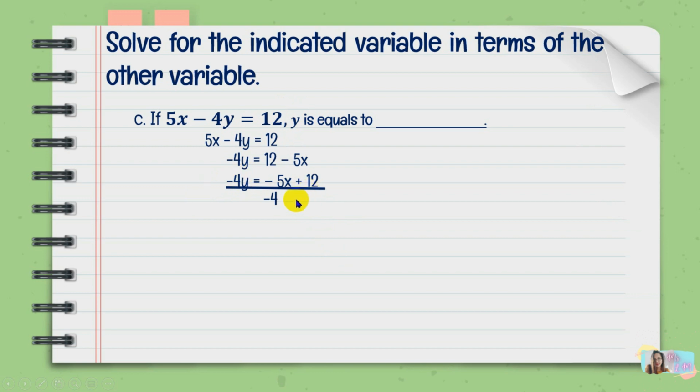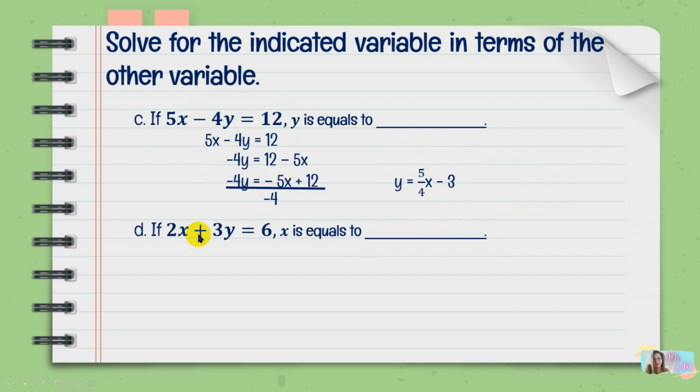Magiging y na siya dito sa left. Magkakaroon tayo ng negative 5 over negative 4. That's positive 5 over 4x. And then, 12 divided by negative 4, that's negative 3. So, y is equals to what? 5 over 4x minus 3. So, ito yung hinahanap natin na value ni y from the equation.